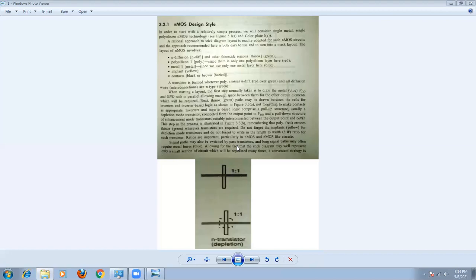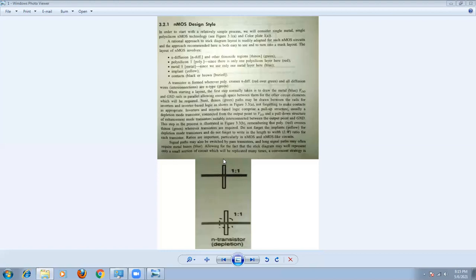Whenever it comes to contacts, whenever metal one connects with any other material, metal one with N diffusion, or metal one with polysilicon, or metal one with P diffusion, you can use the ordinary contact, that is a black color. Remember, black color. You can take a black color and draw a small circle there, and it becomes a contact in the stick diagram, right?